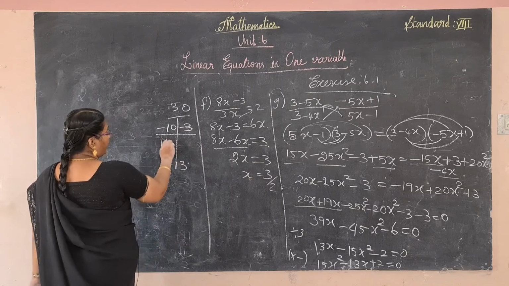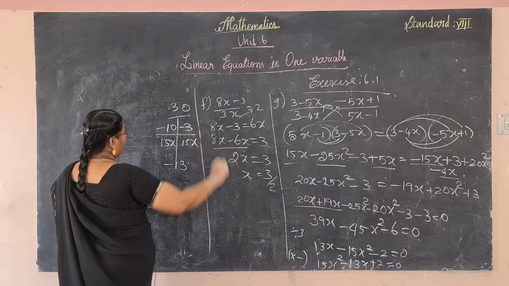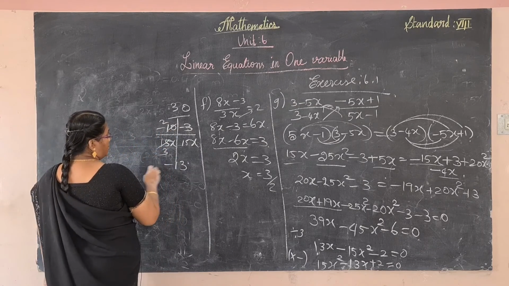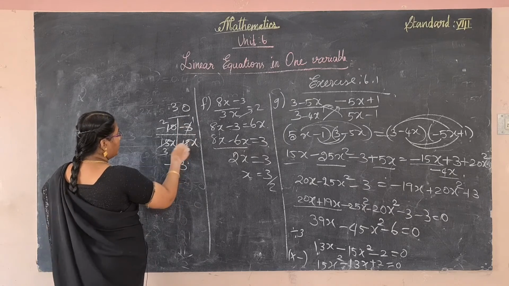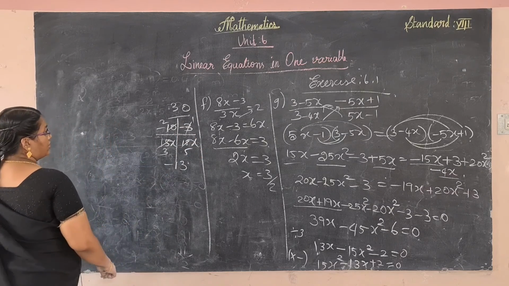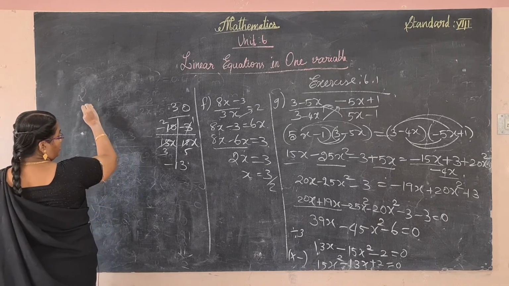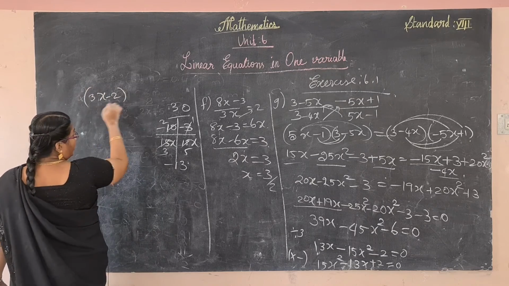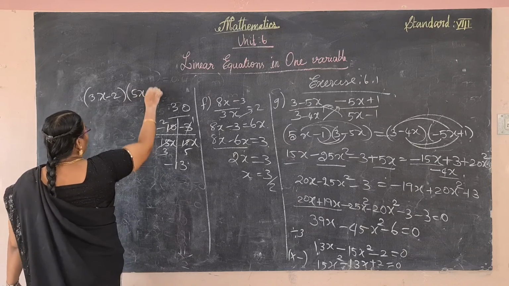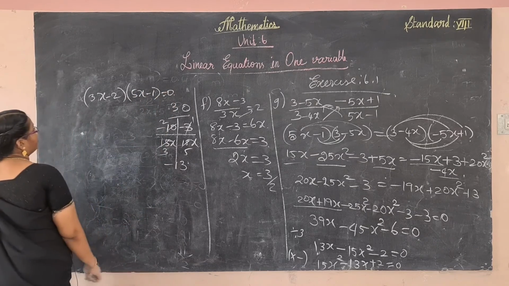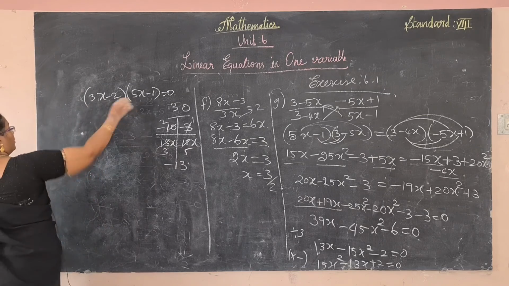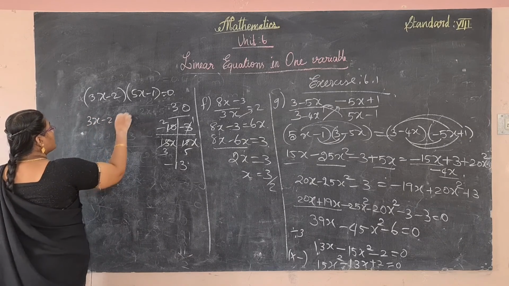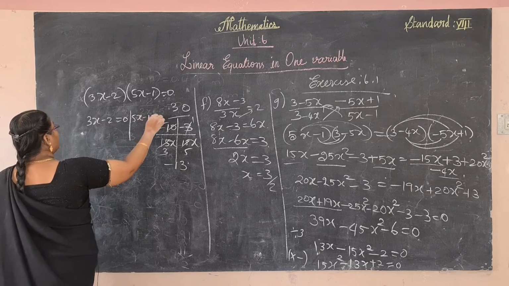Okay, so divided by 15x, here also 15x. Simplify: 3 1s are 3, 3 5s are 15. So what are the factors we got? 3x minus 2 and then 5x minus 1 equal to 0. So equating each term to 0: 3x minus 2 equal to 0, 5x minus 1 equal to 0.